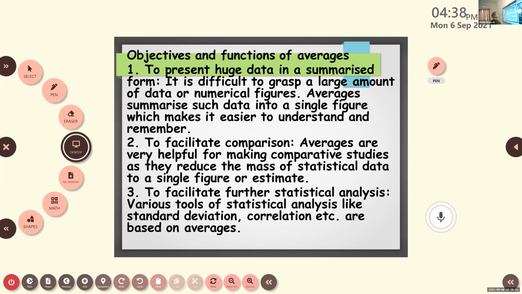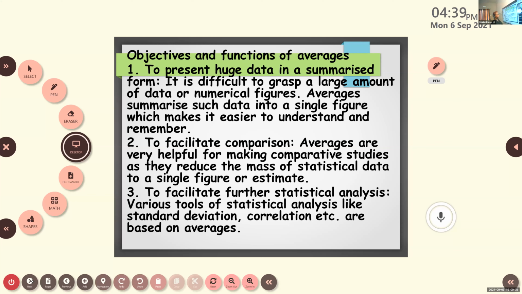In the other methods, what we did was less than ogive, more than ogive, graphical representations, histogram and all those things. Everywhere we are using almost all the values, sometimes the number of frequencies. So here we are coming into one single figure, which will be very easy to understand. At the same time, it will be easy to remember. So rather than large data, one single number is easy to understand. One function of average is to present the huge data into a summarized form.